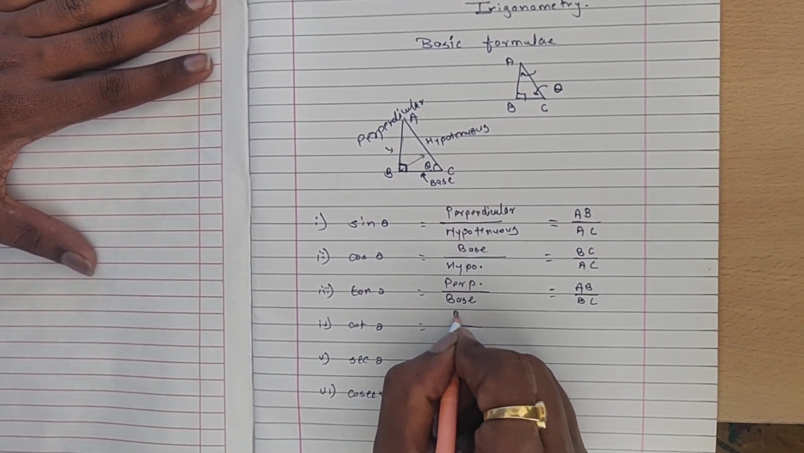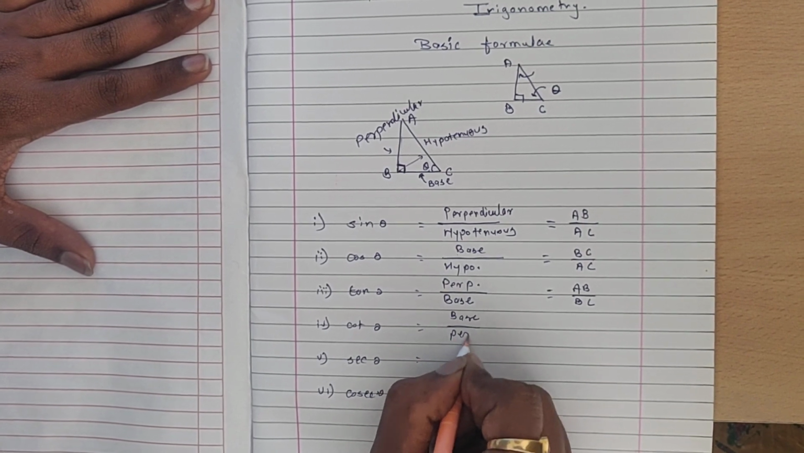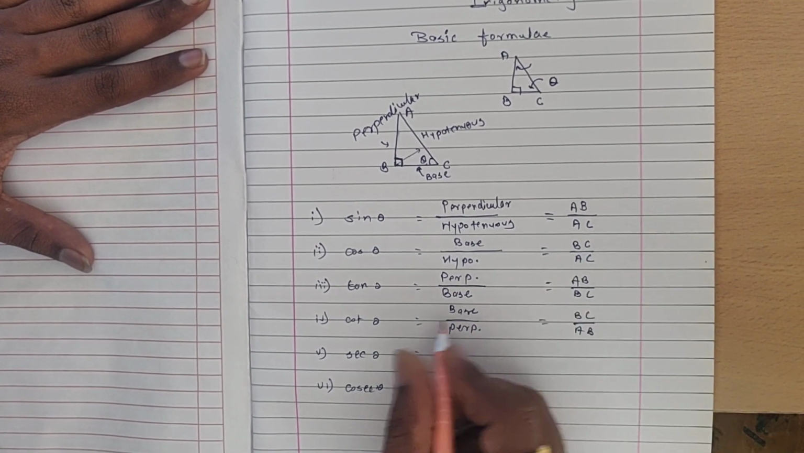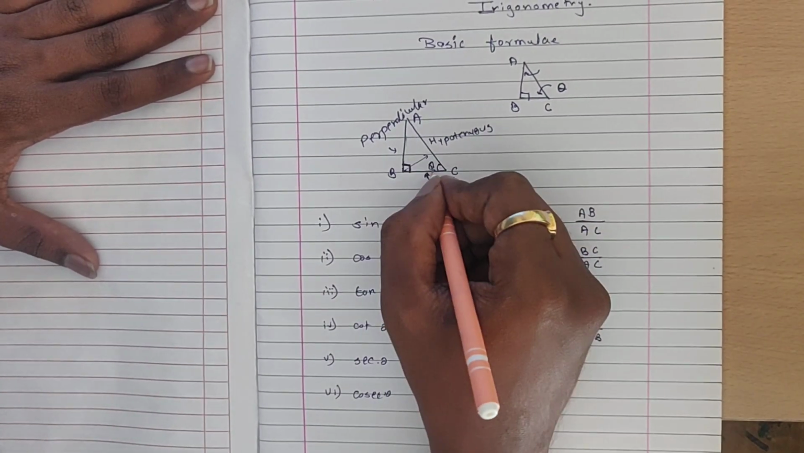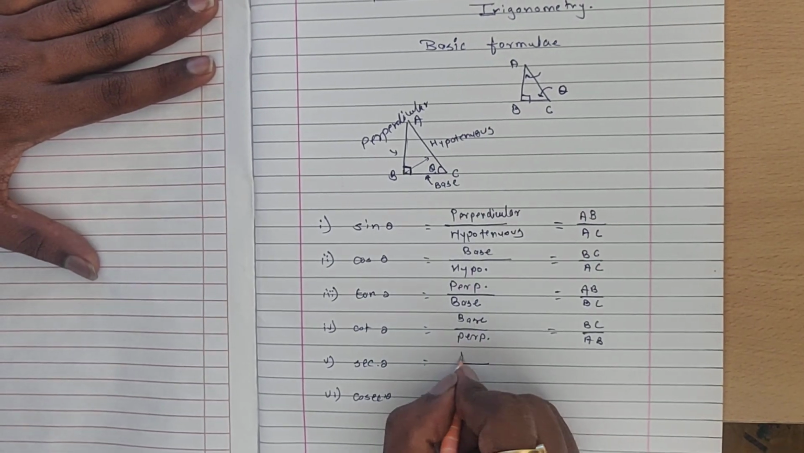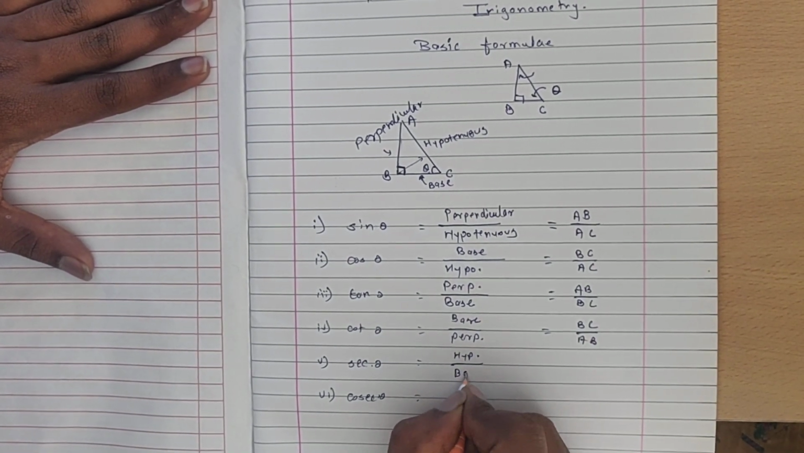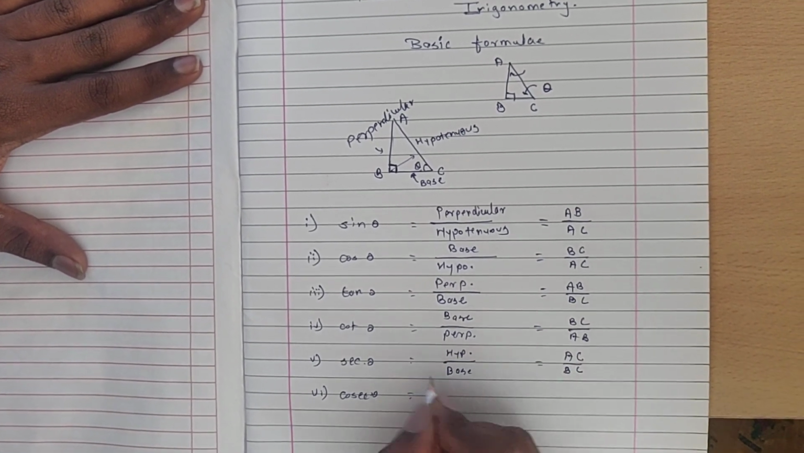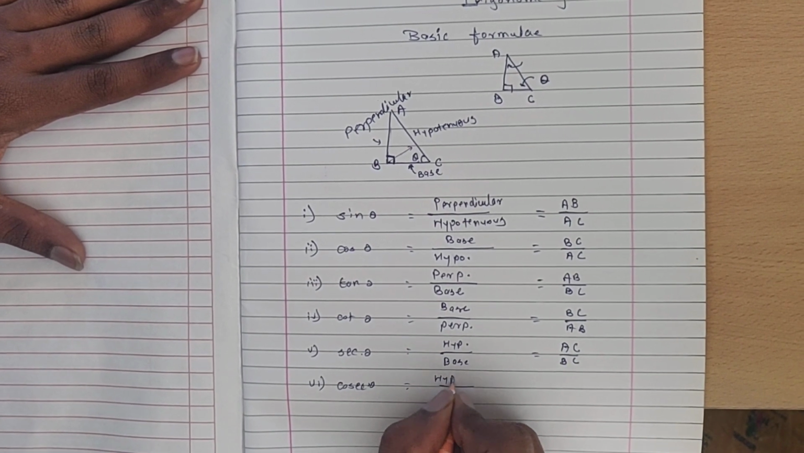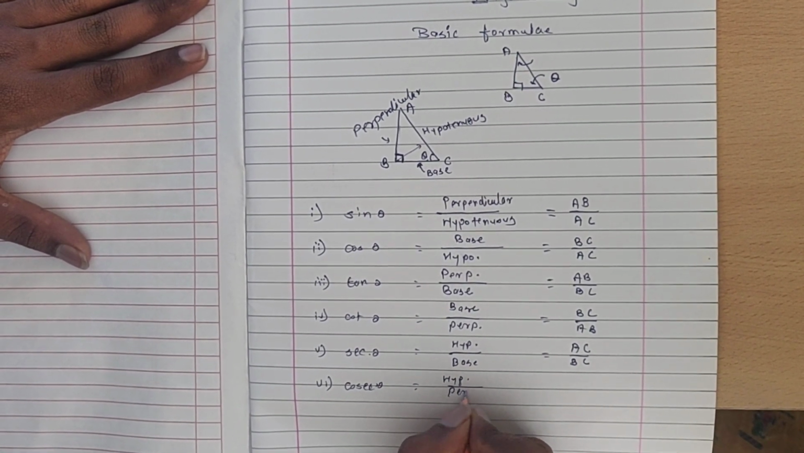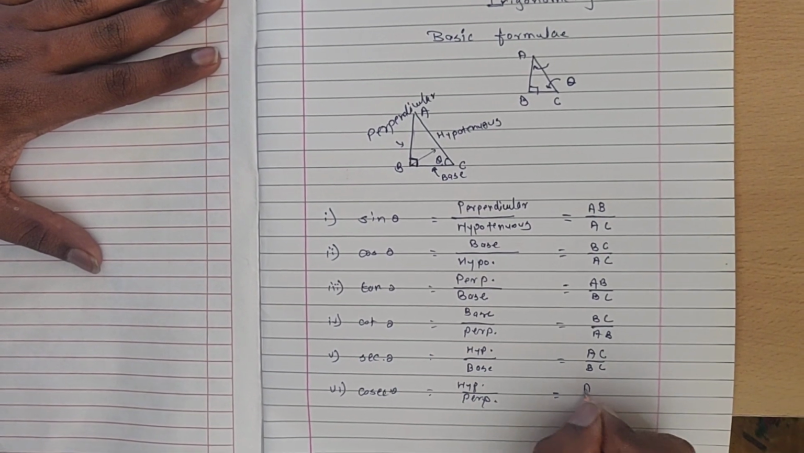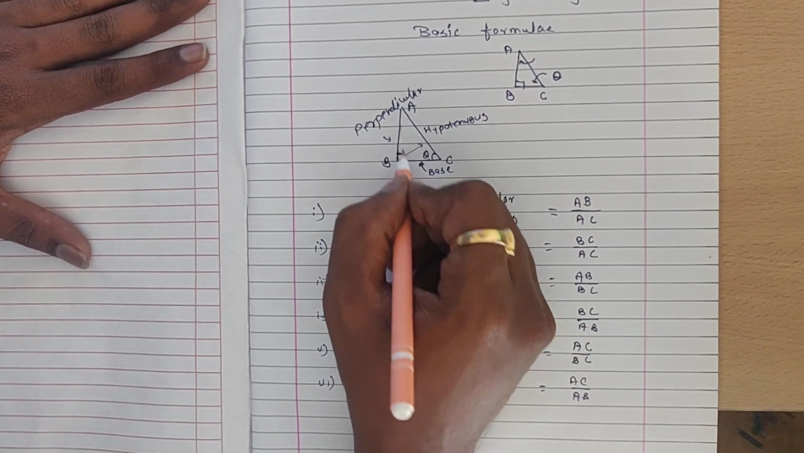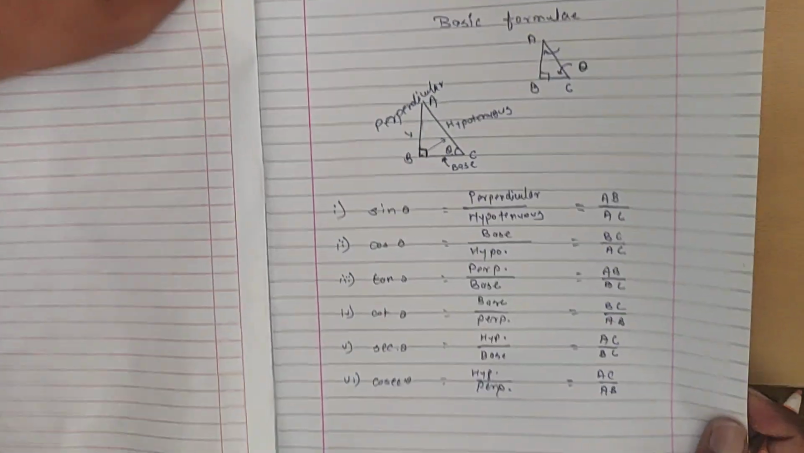The cot of theta is base upon perpendicular. So it is BC upon AB. The sec of theta is hypotenuse upon base. So it is AC upon BC. And the cosec theta is hypotenuse upon the opposite side, which is the perpendicular. So that is AC upon AB. This is AC and the opposite, the perpendicular, is AB.